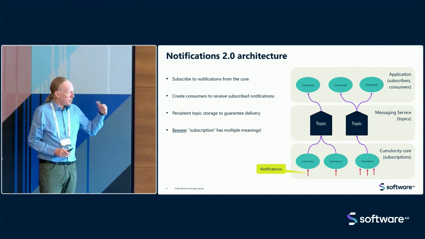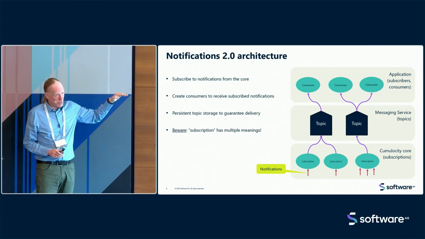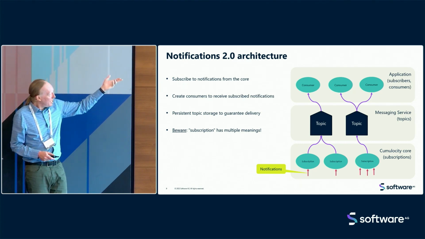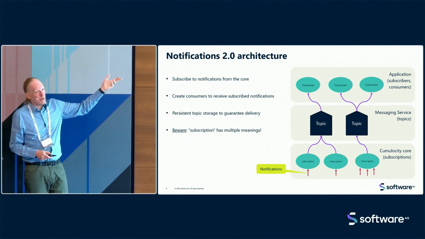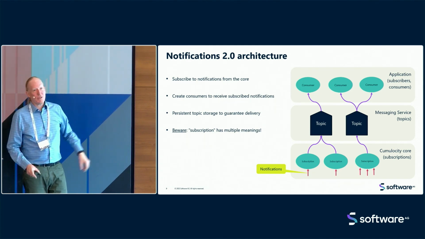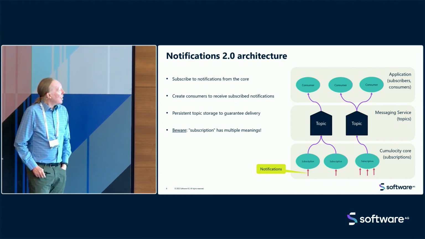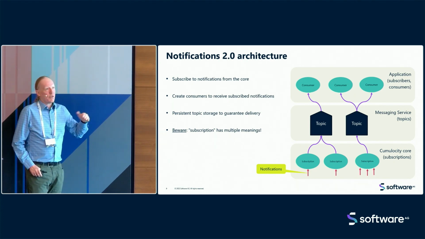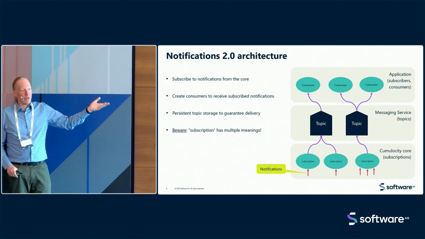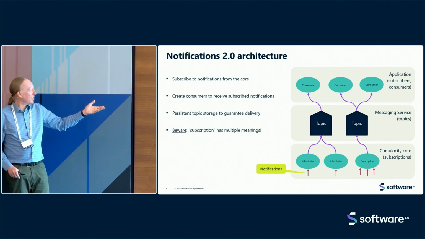So there's a two-step process as a user of this API. First, you have to create your subscriptions on the core side, and then you create your consumers out in your application. And those could be done completely independently. So again, decoupling, which is a word I use a lot. And of course, the messaging service is giving you persistent storage of all the data on the topics and guaranteeing that it will be delivered to the consumers.